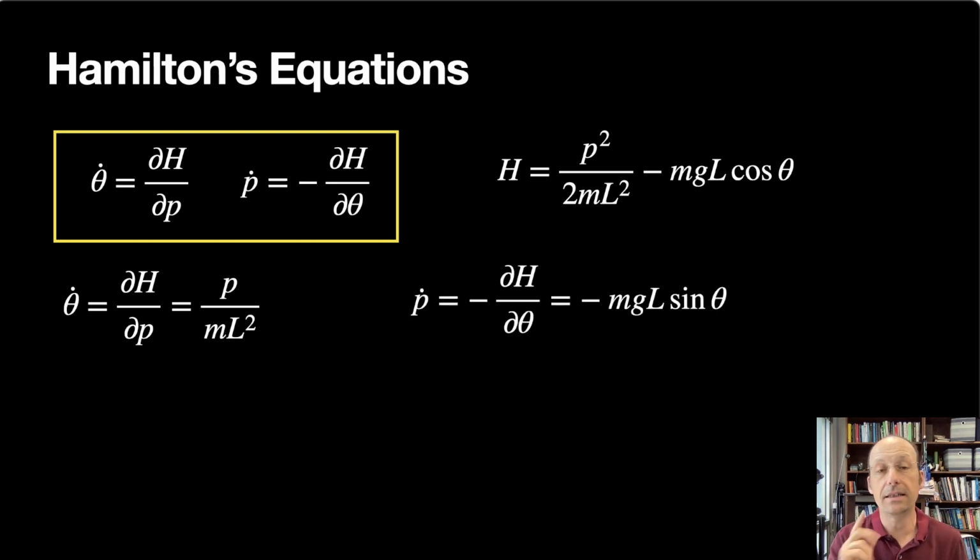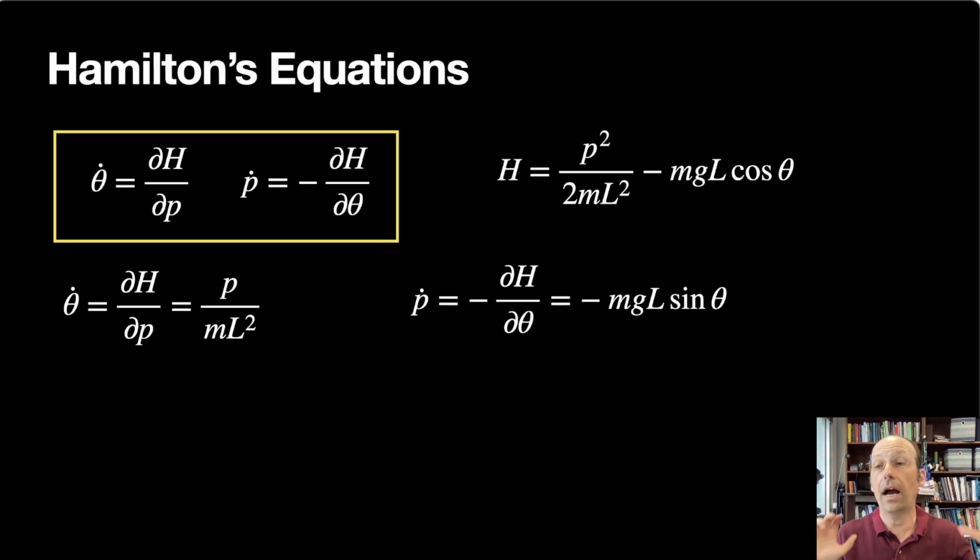Okay, now let's find p dot. So p dot is negative the partial of H with respect to theta. So I have a negative. I take the derivative of cosine, I get another negative, and then there's a negative also in the Hamilton equation. So I get negative mgL sine theta.